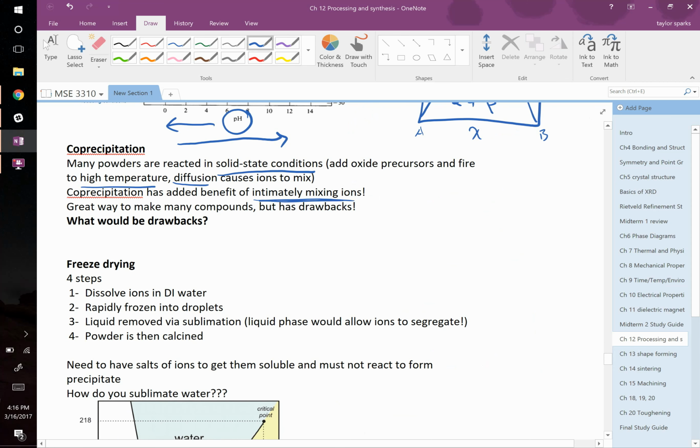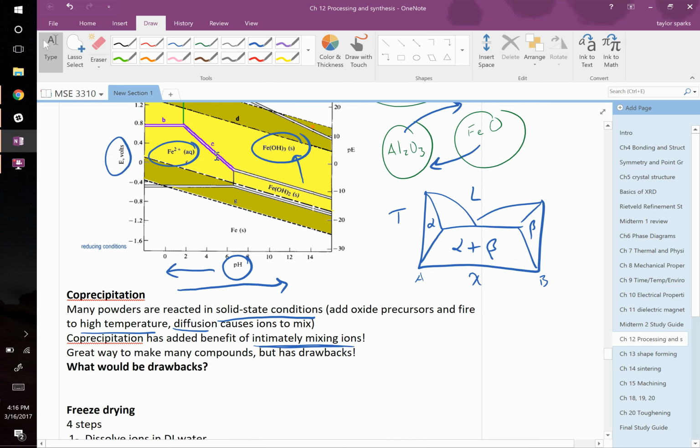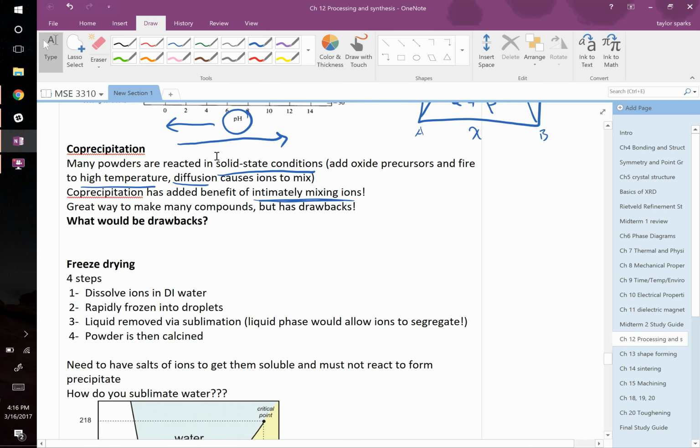So I want you to pause for just a moment here and talk about what would be the drawbacks. What would be the drawbacks to using co-precipitation as opposed to solid state diffusion? Particularly as you start changing the pH, what challenges might this result in? So go ahead and talk about it.